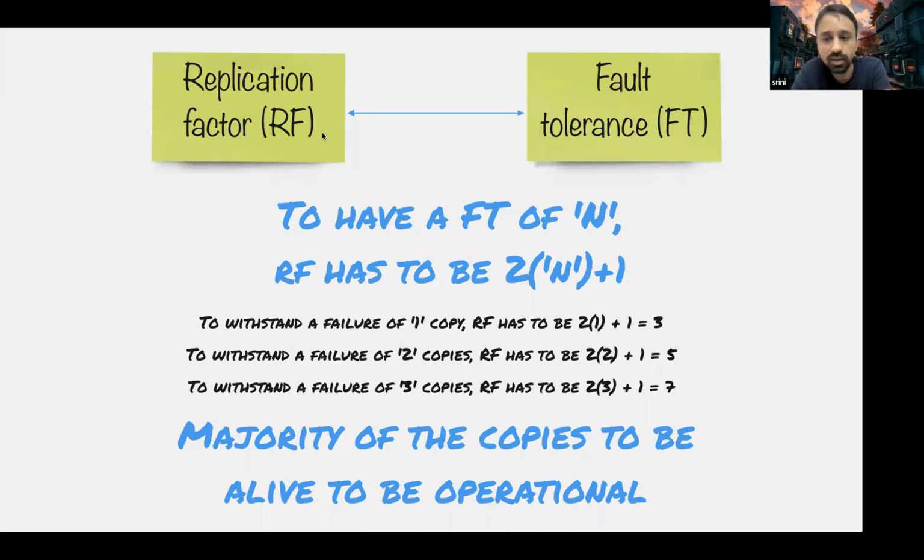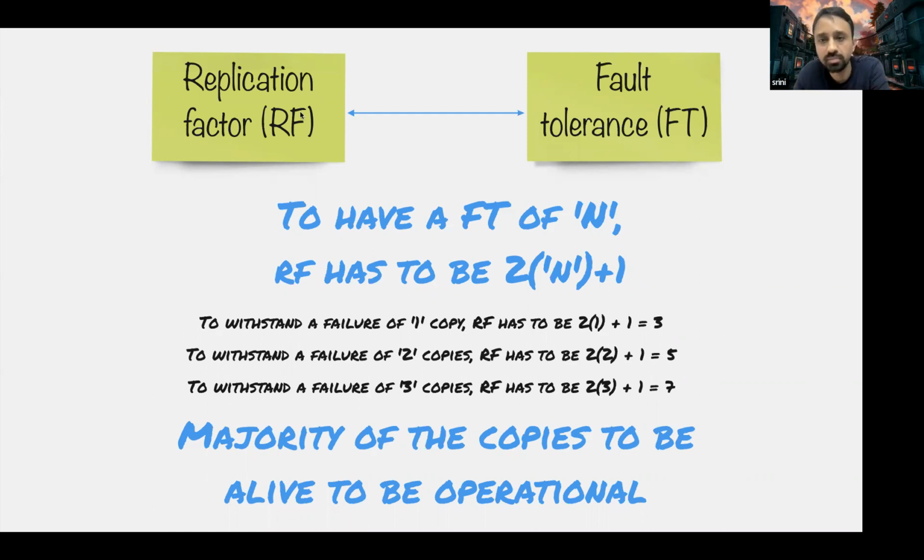So what is the formula that underpins it? Basically the formula is 2n plus 1. For example, to have a system with a fault tolerance of 1 node, to withstand a failure of 1 copy, the replication factor has to be 2n plus 1. So in this case, to withstand a failure of 1, you need to run with a replication factor of 3. To withstand a failure of 2 copies, the replication factor has to be 5. That means your system would continue to serve read and write traffic as long as 3 out of 5 copies are healthy. So you can afford to lose 2 replicas out of 5, and the system would continue to operate without any disruption.